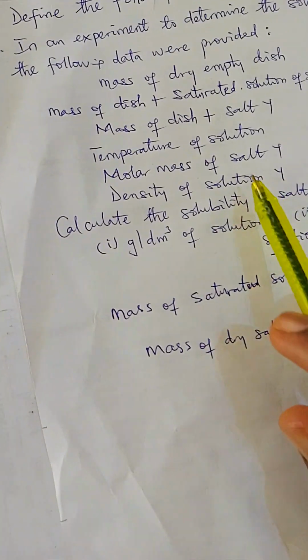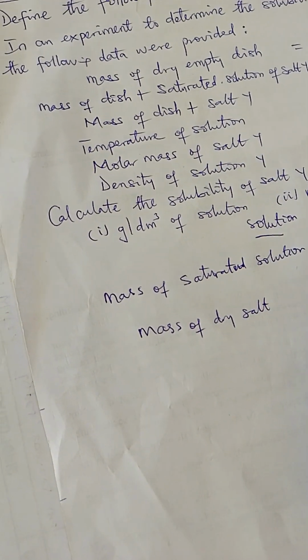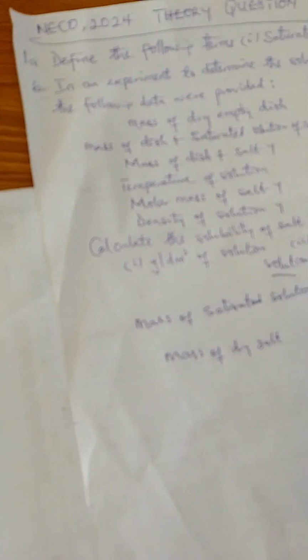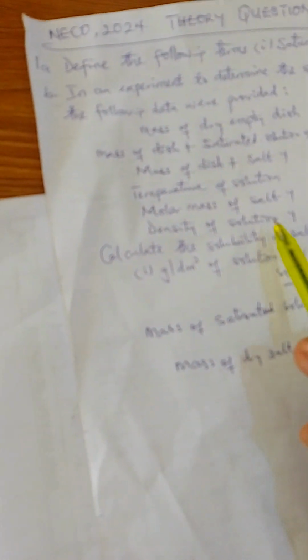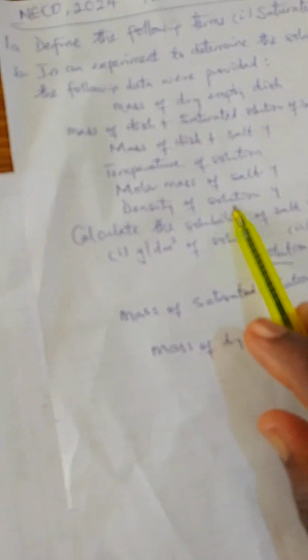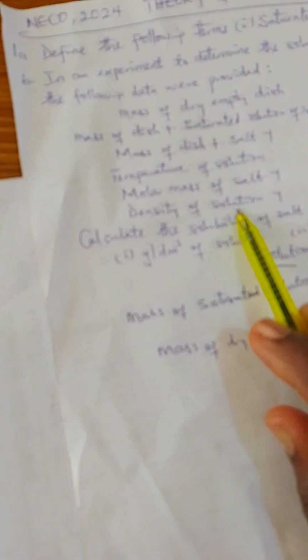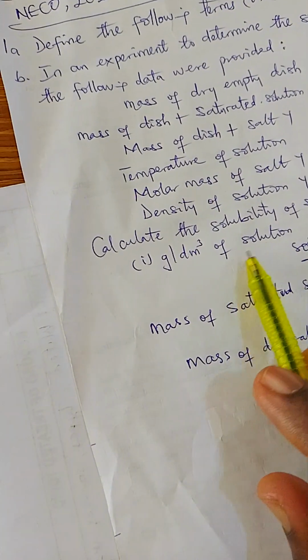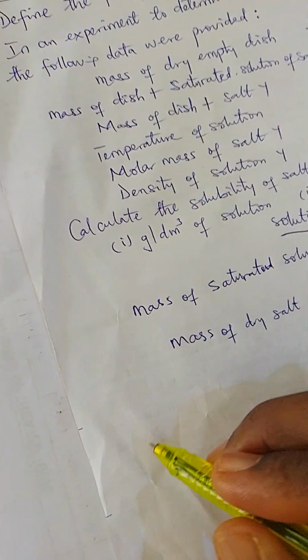Now, from the question, you were given the molar mass of the salt Y. You are also given the density. Okay, now let's go with that. With these two pieces of information, you should be able to solve the first question, which asks for the solubility of the salt Y in gram per dm cube.